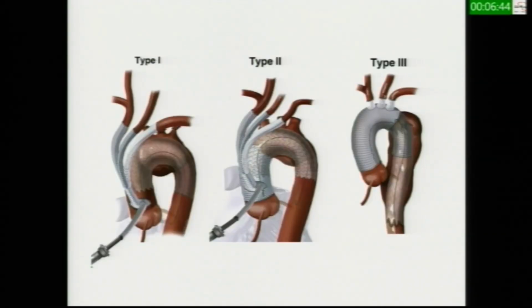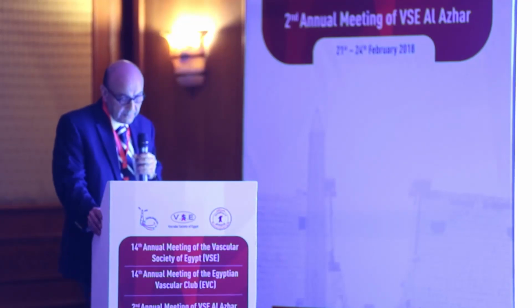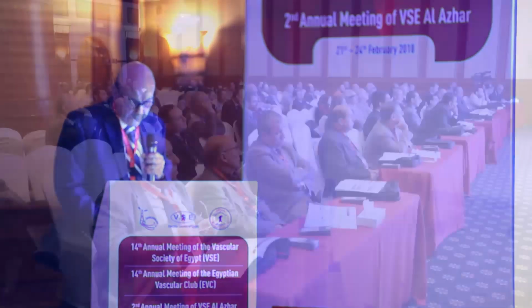Sometimes we have to extend the procedure, like in type 2, by doing a repair of the ascending aorta and a bypass to the supra-aortic vessels, and then continue the procedure with a TEVAR. Or in type 3, when we have an aneurysm extending to the descending thoracic aorta, we can do an elephant trunk technique and then continue the procedure with an endovascular technique.